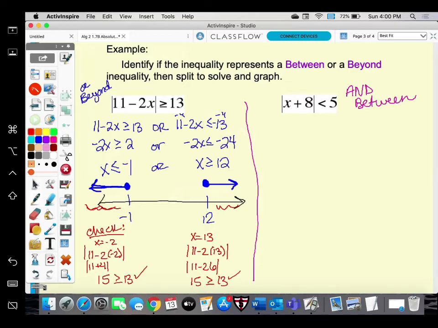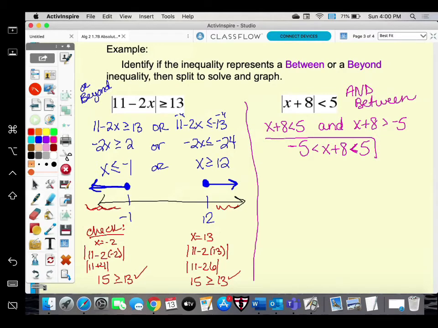Now when you separate it, you can do it one of two ways. You can do x plus 8 less than 5 and x plus 8 greater than -5, flipping the sign, and do it that way. Or I like to keep my "and" inequalities all in one, so I write mine like this: -5 less than x plus 8 less than 5. Both of these will get you to the right answer. It's personal preference which one you want to use. I'm going to use this second one because that's my favorite.